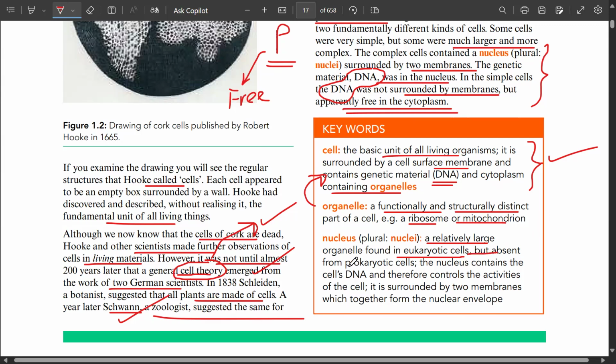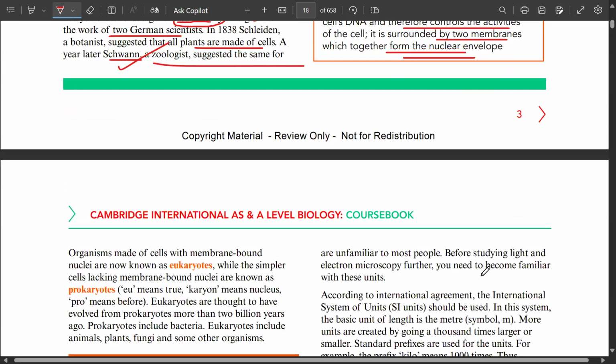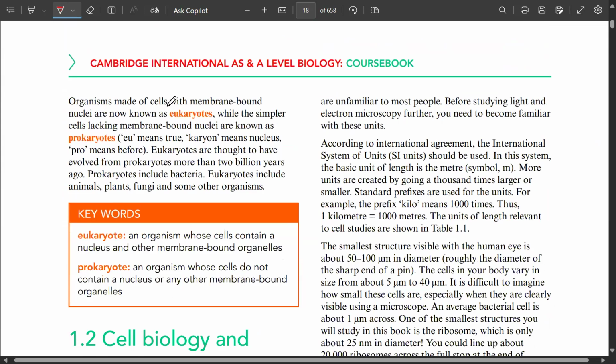And the nucleus is absent in prokaryotes. The nucleus contains the cell's DNA and therefore controls the activity of the cell. It is surrounded by two membranes which together form the nuclear envelope as well. Organisms made of cells with membrane-bound nuclei are known as eukaryotes, while the simpler cells lacking membrane-bound nuclei are known as prokaryotes. Eukaryotes are thought to have evolved from prokaryotes more than 2 billion years ago. Prokaryotes include the most important example, which is bacteria, and eukaryotes include animals, plants, and fungi, and some other organisms.